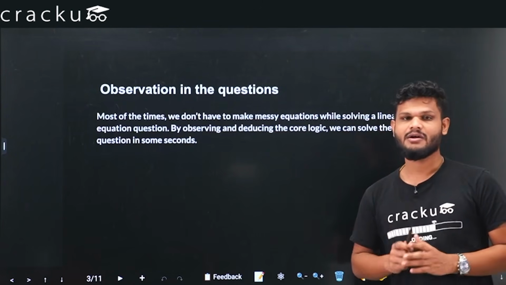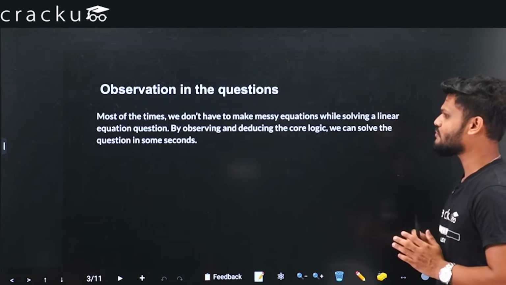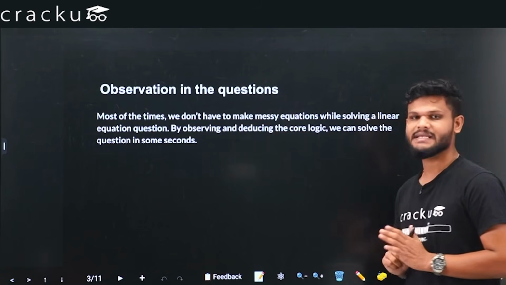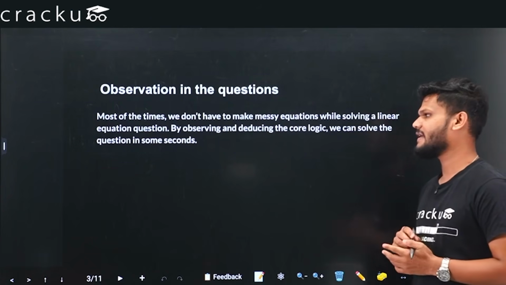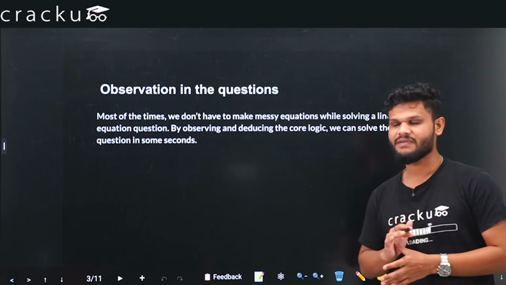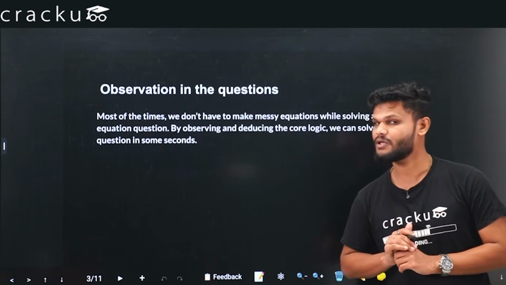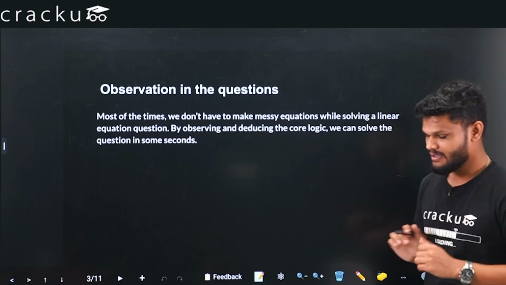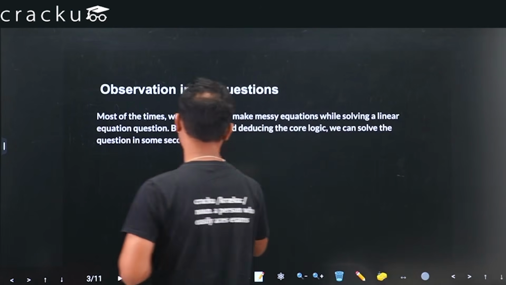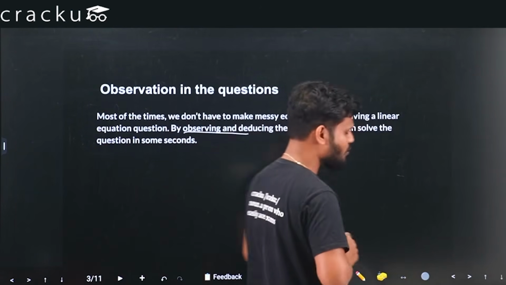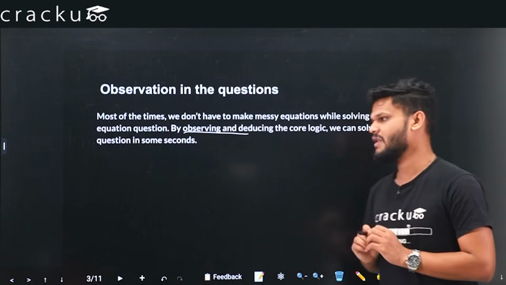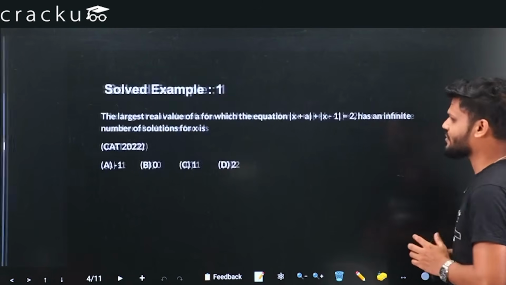The first trick is observing the question. Most of the times we don't have to make messy equations while solving a linear equation question. By observing and deciding the core logic, we can solve the question in some seconds. What does it mean? It means that if your concept is good and if you observe the question properly, you could solve it in less time. Let us go forward and see the question.